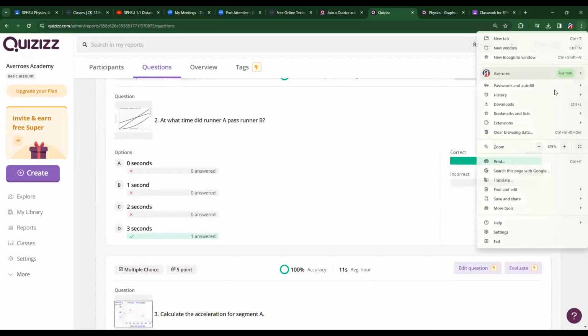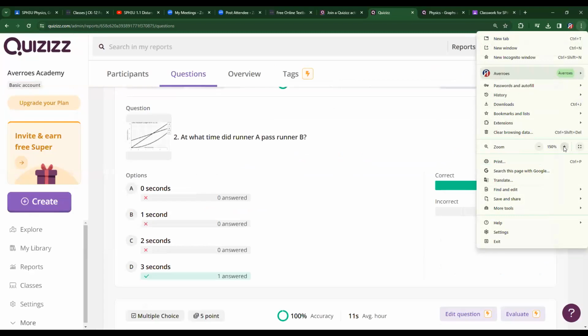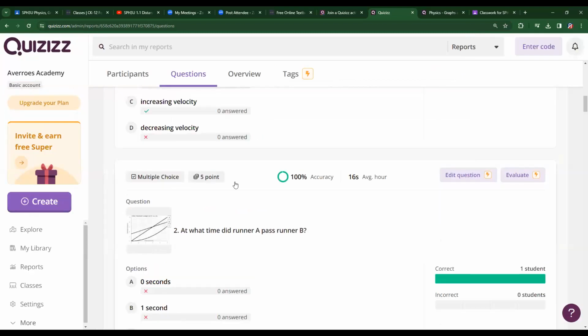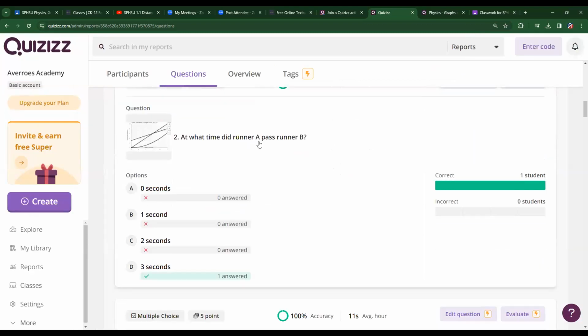Second one, runner A passes runner B. So A is top one, B next one, when you look at letters. Okay, when it will pass, it's hard to see pictures.